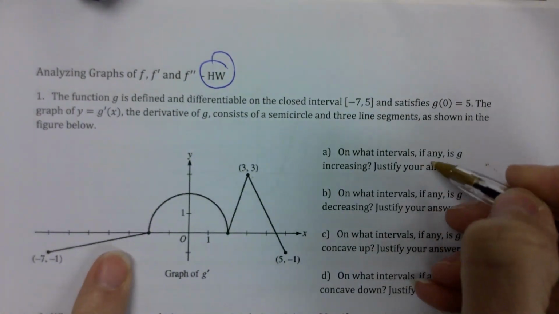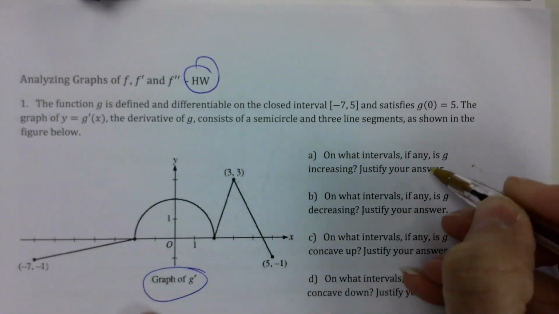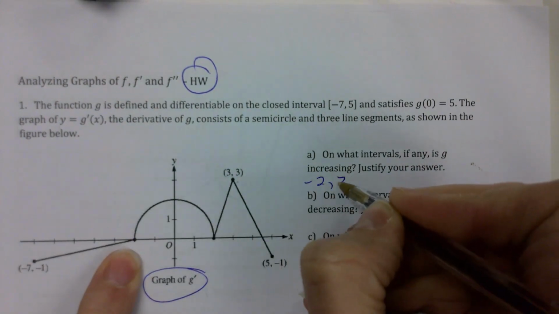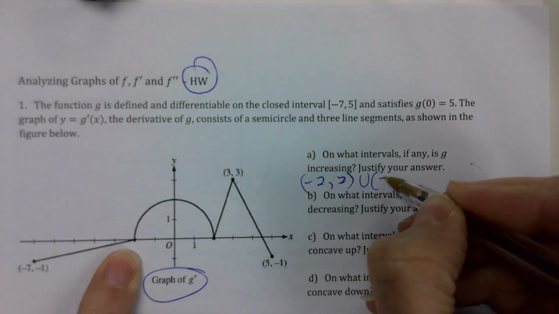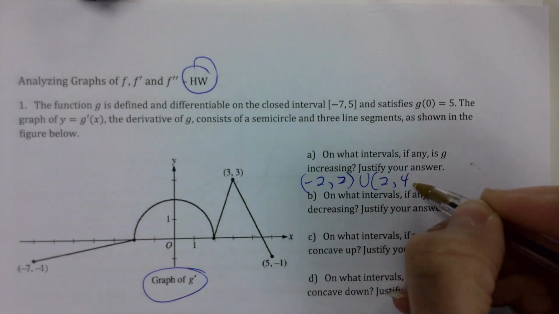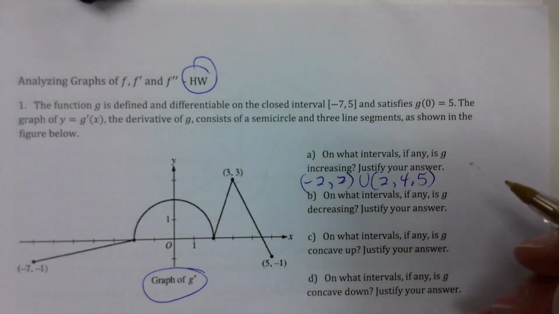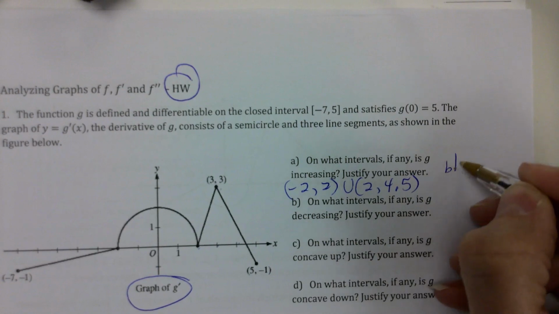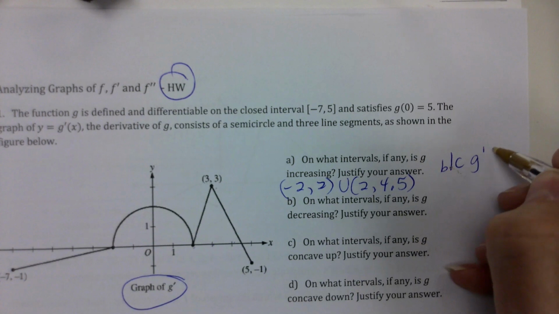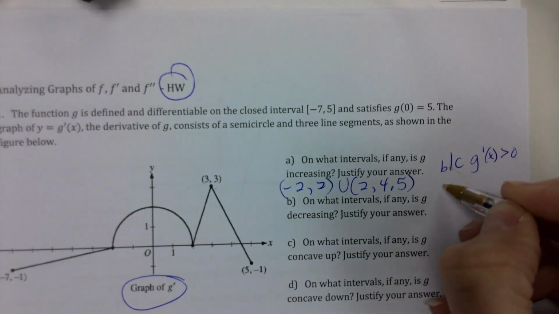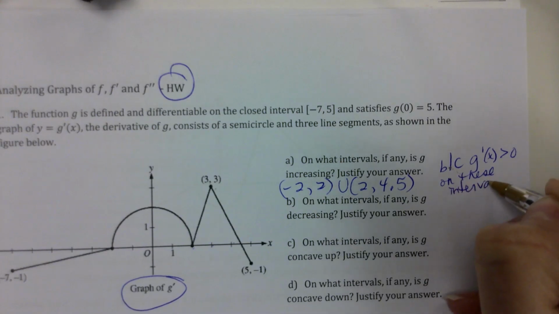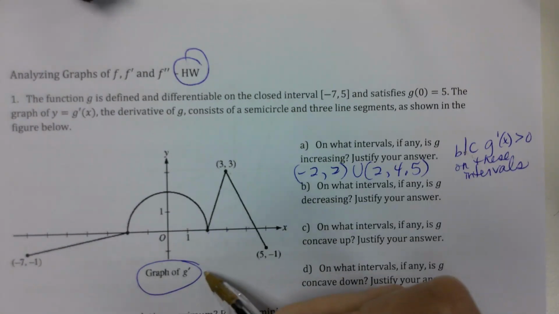This is the graph of G prime. On what intervals, if any, is G increasing? Union, 2, 3, 4.5. Justify your answer: G prime of x is greater than 0 in these intervals. So which ones are the ones that look above the x-axis?